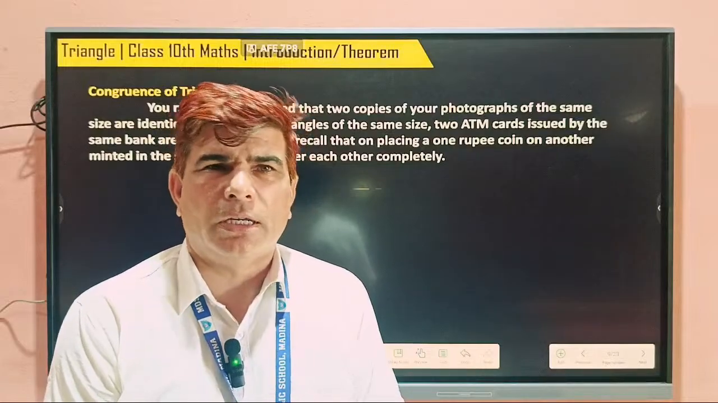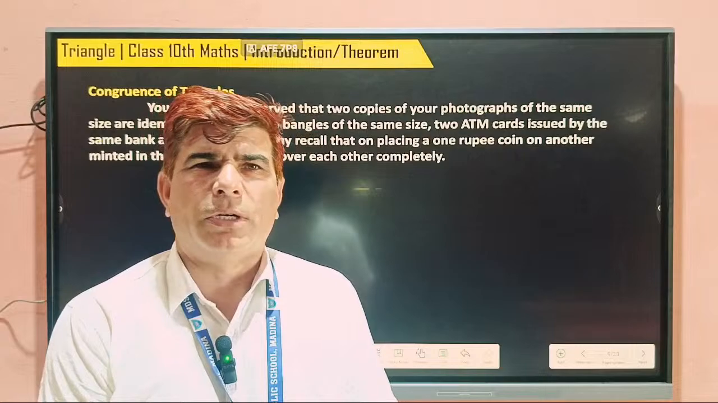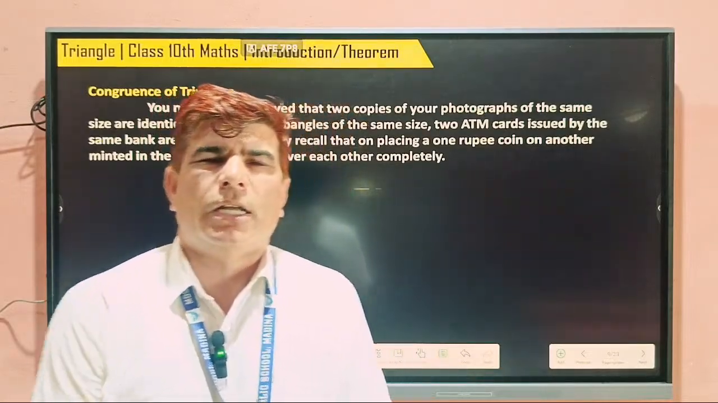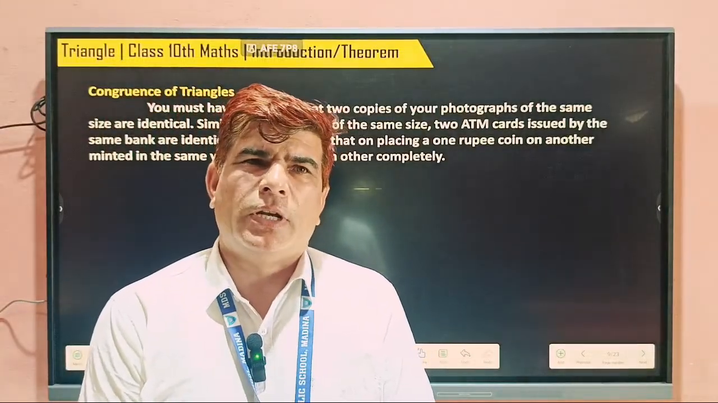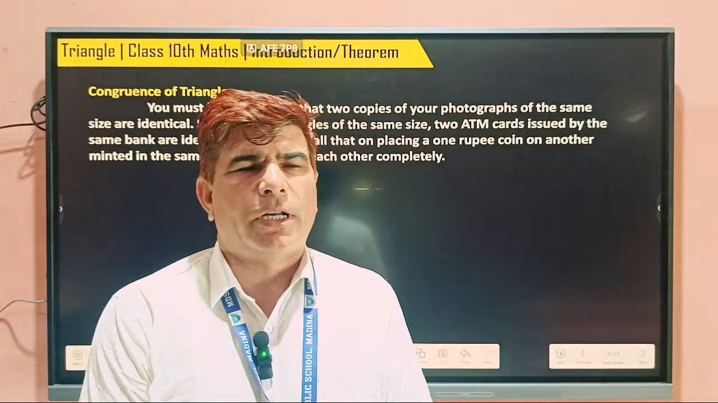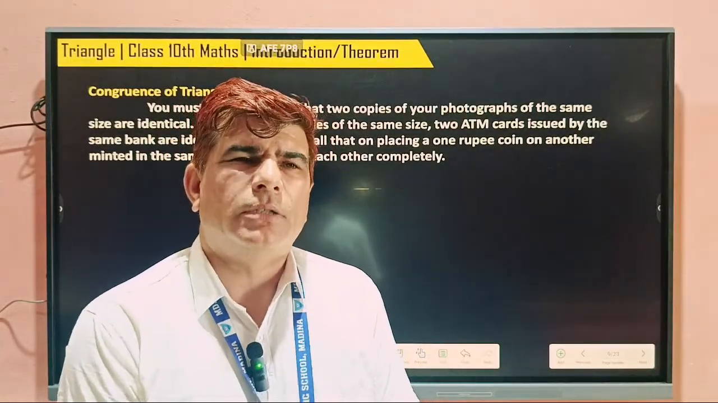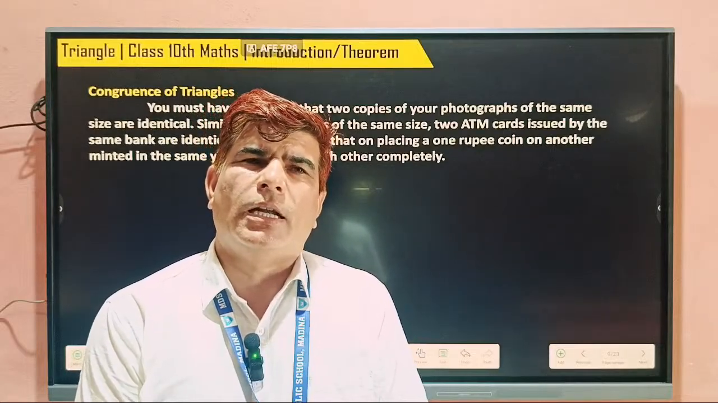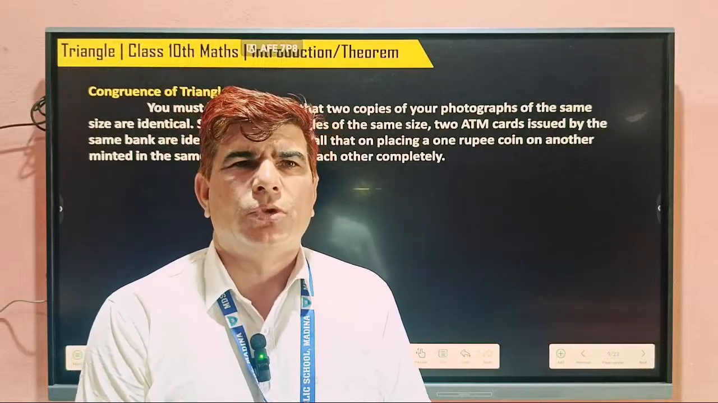Then according to the angles, acute angle triangle: if all the 3 angles of a triangle are less than 90 degree, more than 0 degree, then that type of triangle is known as acute angle triangle. And if one angle of a triangle is a right angle, that triangle is known as right angle triangle. Third one, obtuse angle. If one angle of a triangle is more than 90 degree, less than 180 degree, then that triangle is known as obtuse angle triangle.